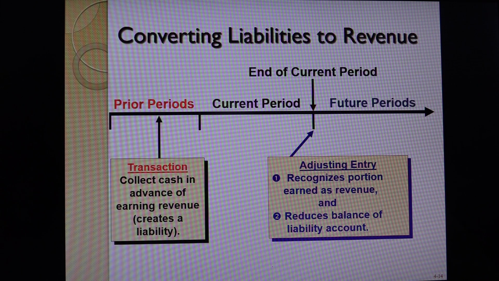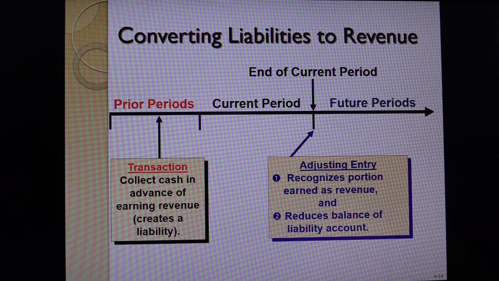Converting liabilities to revenue, what's that all about? Well, that's where you collect cash in advance. When you're dealing with business-to-business transactions, most of that's done on credit. So the customer is getting payment terms of 30 days, 60 days. We'll look at that here in the near future.